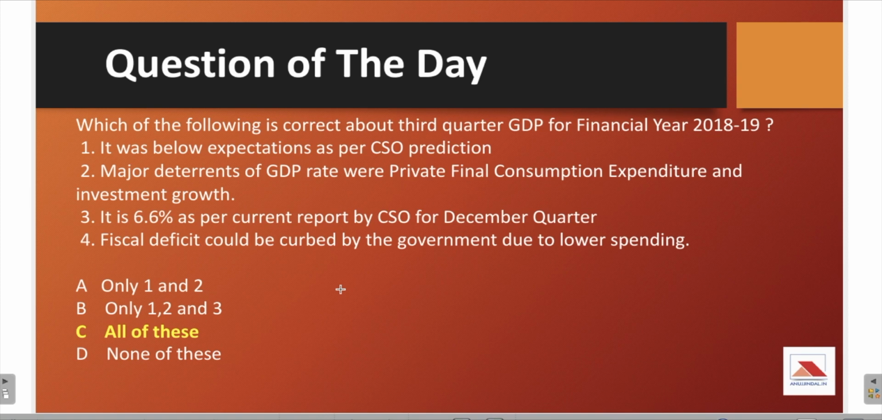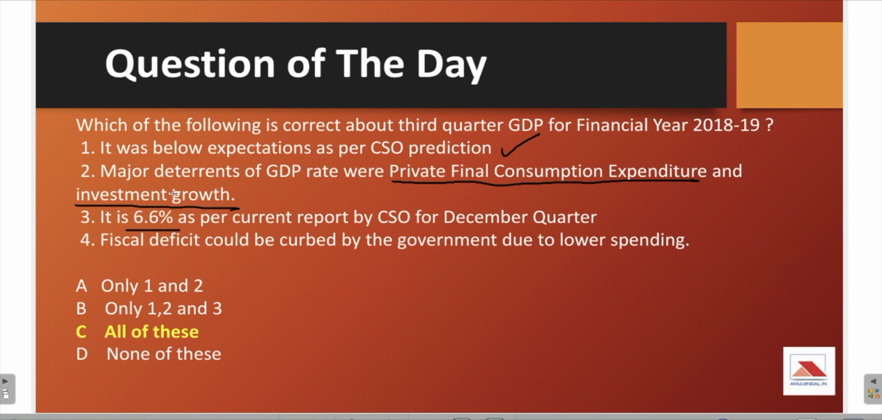We see that it was below the expectation of the CSO prediction. Yes, we clearly discussed that the CSO predicted it to be 6.8, however it was just 6.6. Major deterrents were private final consumption expenditure and investment growth. We clearly discussed that these two were major factors in the decision, and their momentum shifted, which resulted in decline. Next, it was 6.6%, very correct. It was just a fact, so we don't need to explain it much.